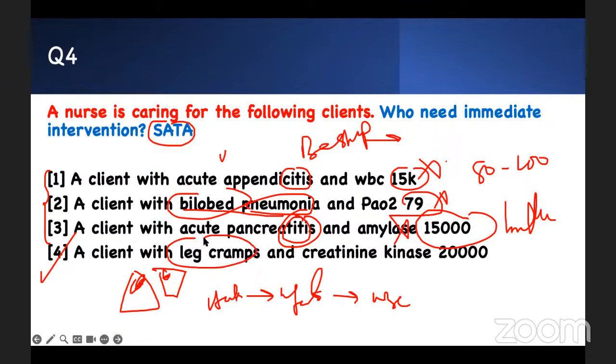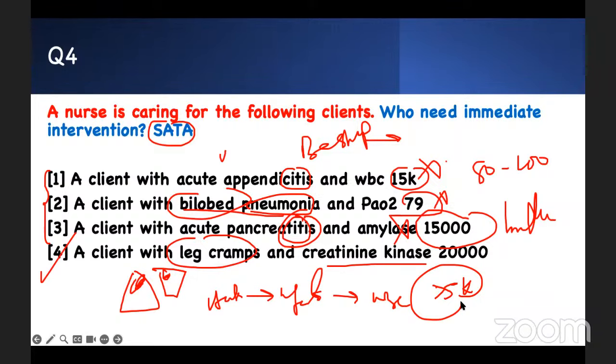I have leg cramps. And my creatine kinase is that high? Normal is very low. It's less than 200. When it's greater than 5,000, we think you have rhabdomyolysis. What is creatine kinase? This is a protein in your muscle.